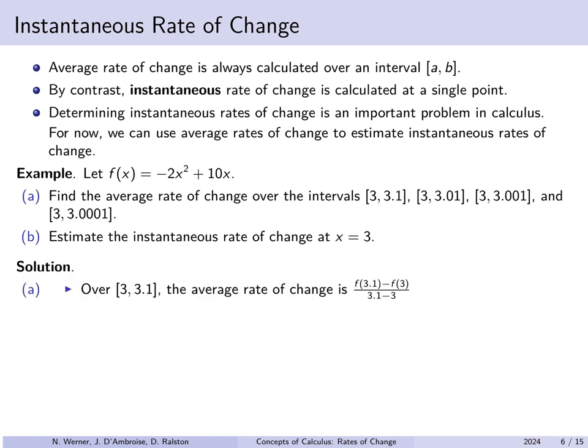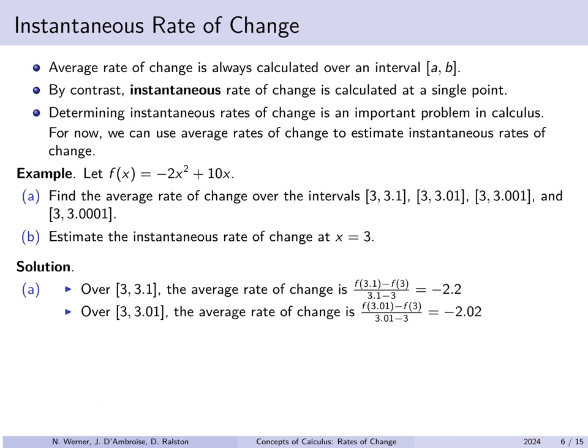So first, we just have to compute f of 3.1 minus f of 3 over 3.1 minus 3. The function f of x, negative 2x squared plus 10x, is something we can just plug numbers into in a calculator. This resolves to be negative 2.2. For part B, f of 3.01 minus f of 3 over 3.01 minus 3 would compute to negative 2.02. If we used the interval from 3 to 3.001, we would compute an average rate of change of negative 2.002.